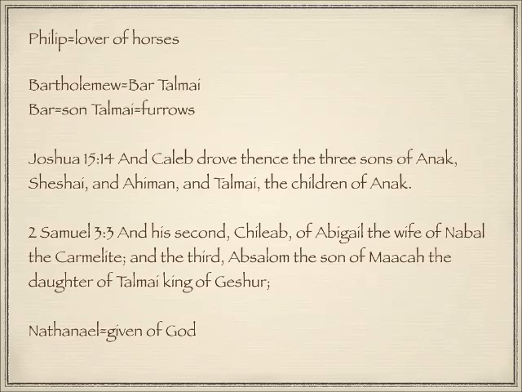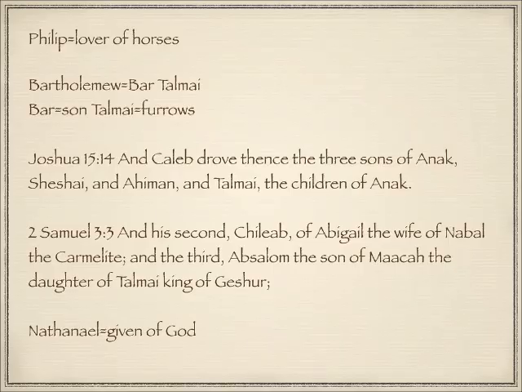We see Bartholomew, which is a Hebrew name. It's broken up into Bar, Talmai. Bar is the Aramaic word for son. Talmai means furrows, but it's also the name of a place, which we see in Joshua 15:14. And Caleb drove thence the three sons of Anak, Sheshai, and Ahiman, and Talmai, the children of Anak. So the Anakim were giants, and they had a child named Talmai.